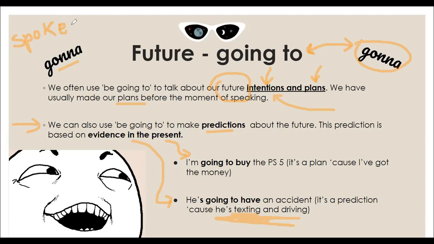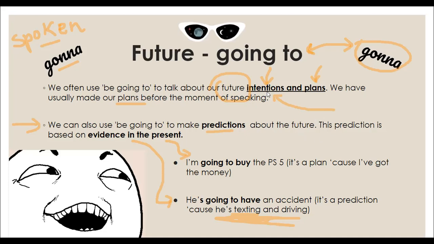People don't usually say, I'm going to buy a PlayStation 5. I'm gonna buy a PlayStation 5. It's faster. Any questions about "going to"? About the use of "going to"? No. Okay, we have 3 uses then.